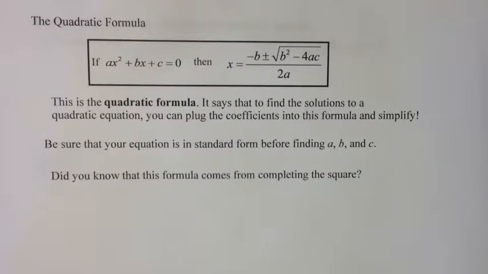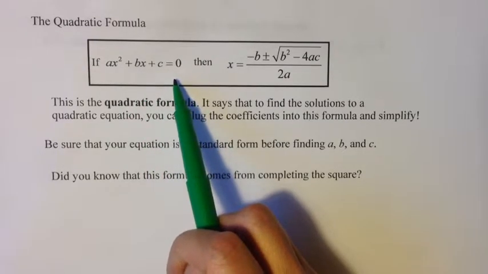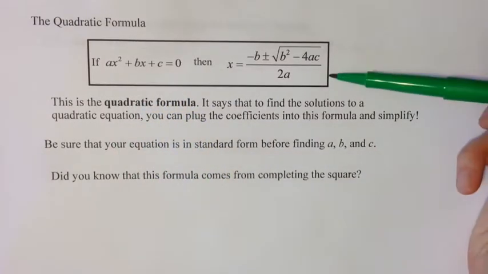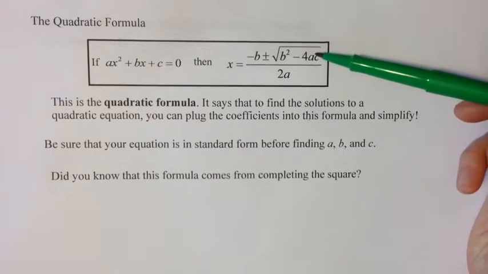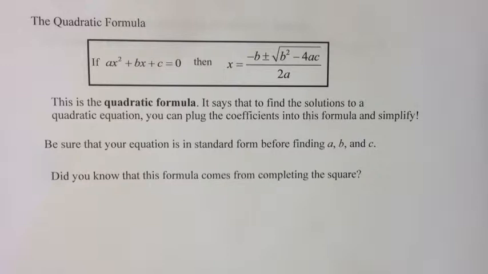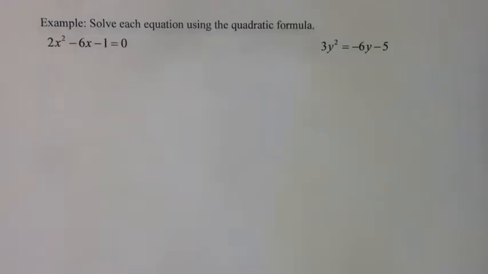Also, just as a point of interest, I'd like you to know that this formula comes from completing the square. So if you take your ax squared plus bx plus c equals 0, and you go through that whole process of solving by completing the square, remember from section 8.1, then you'll end up with your answer being x equals negative b plus or minus the square root of b squared minus 4ac all over 2a. The point is, you don't have to just believe that the quadratic formula works. It actually comes from something that you know how to do. It's not magic. So let's do a couple examples of solving these quadratic equations using the quadratic formula.